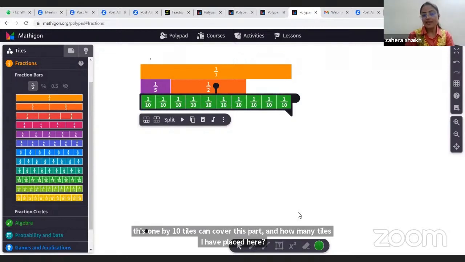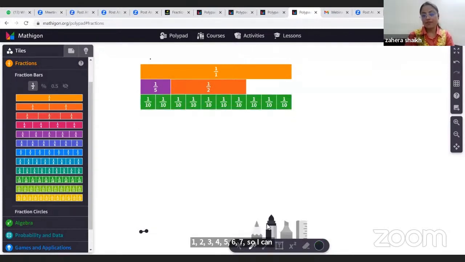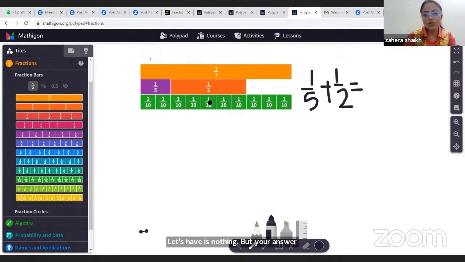So I can say that 1/5 plus half is nothing but, your answer is how many tiles? 1, 2, 3, 4, 5, 6, 7. 7/10. This is your total. In this way, they can arrange the fraction tiles and get the sum.